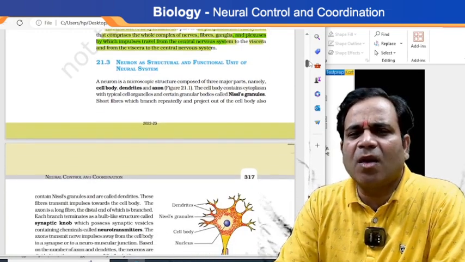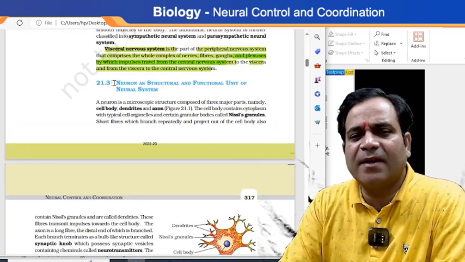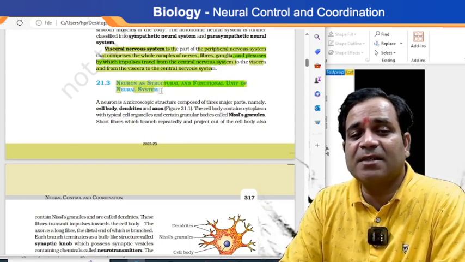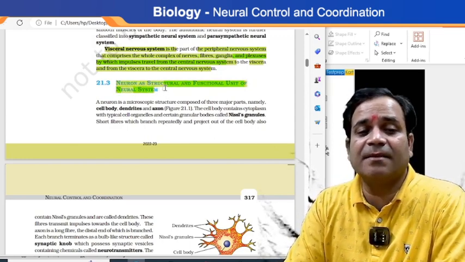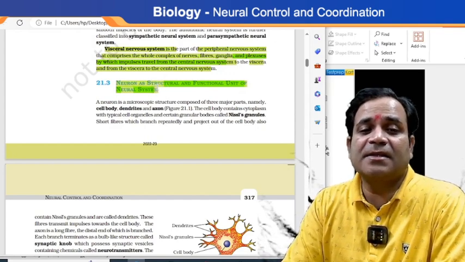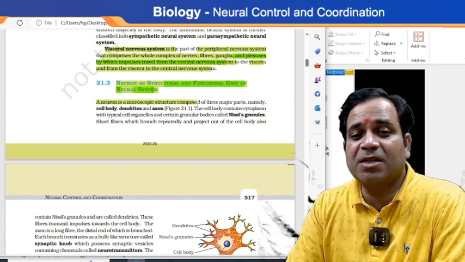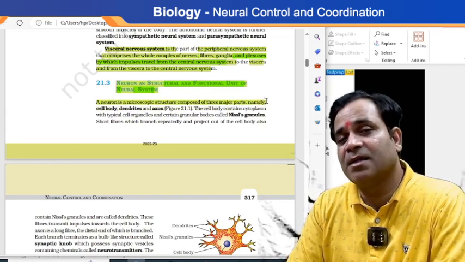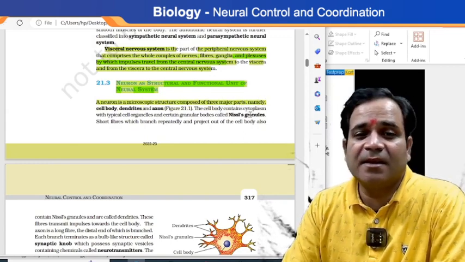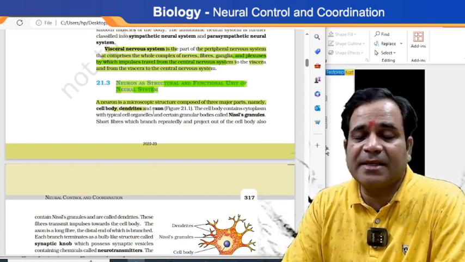So here the neuron is the structural and functional unit of what? The neural system. A neuron is a microscopic structure composed of three major parts. You know the three major parts, my dear? Namely cell body, dendrites, and axon.